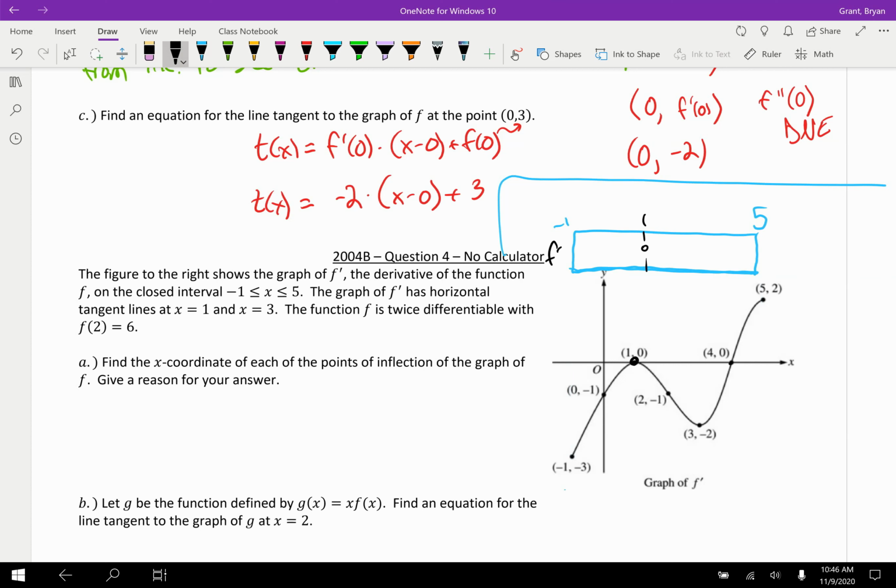Oof, I'm not doing great. Sorry, guys. Okay, f double prime. Oh my gosh. Erasing things, going back through. Very exciting. But I did a great job with f prime.